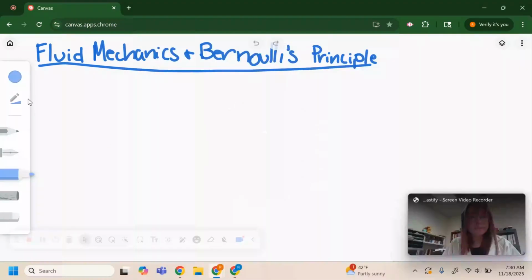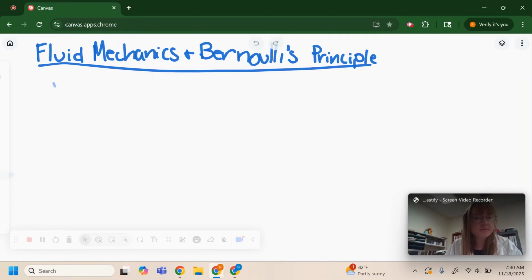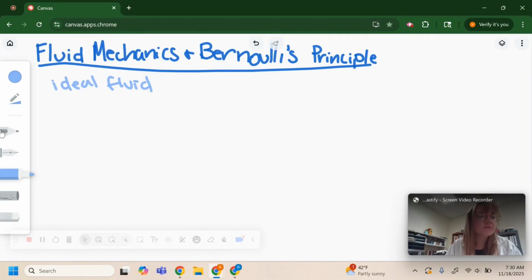One moment. Now the topics that we are going to discuss today, we're going to talk about two different properties of fluid mechanics. And these properties of fluid mechanics apply to what we call ideal fluids. An ideal fluid is a fluid that is incompressible, and non-viscous.